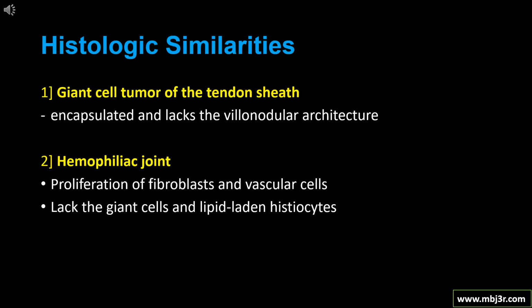There are some histological similarities of pigmented villonodular synovitis with other tumors. The first one is giant cell tumor of the tendon sheath, but it is encapsulated and lacks the villonodular architecture. The second one is hemophilic joint. In hemophilia, there is proliferation of fibroblasts and vascular cells, but it lacks giant cells and lipid-laden histiocytes.